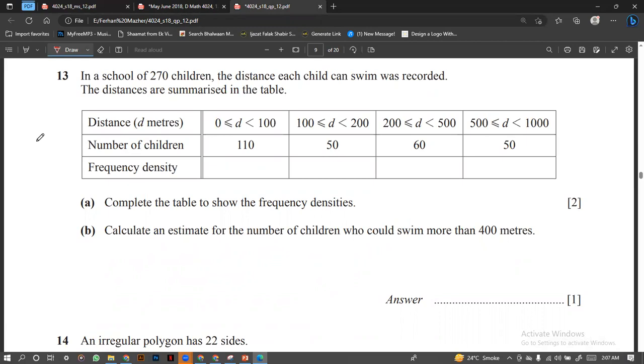How do you find the frequency density? The formula is very simple. You need to find out the class width. And what is the class width? That is the upper limit minus the lower limit. So this class width is 100. This class width is also 100.